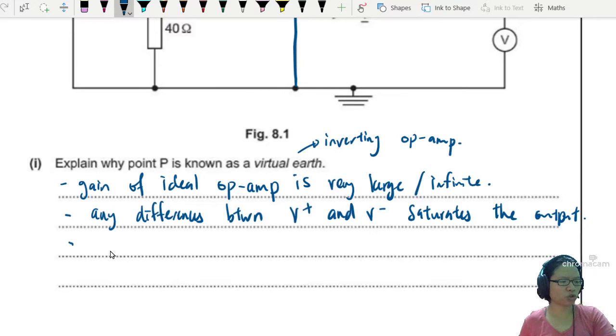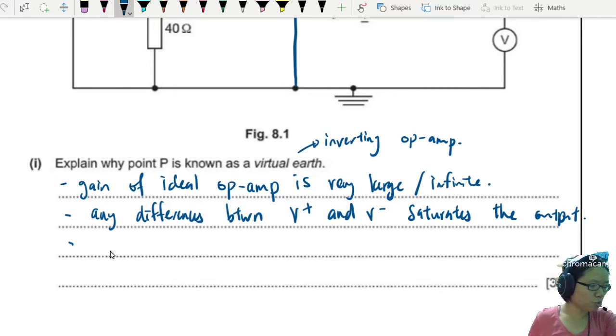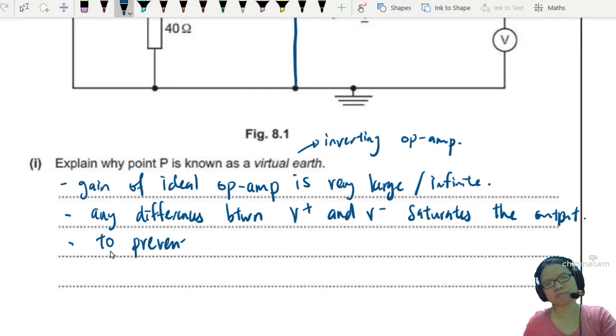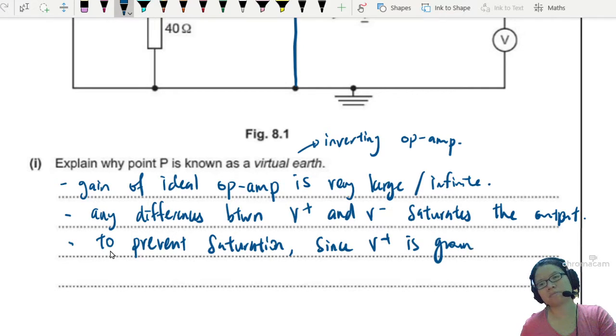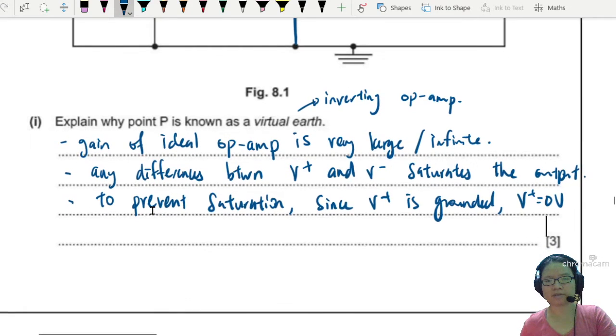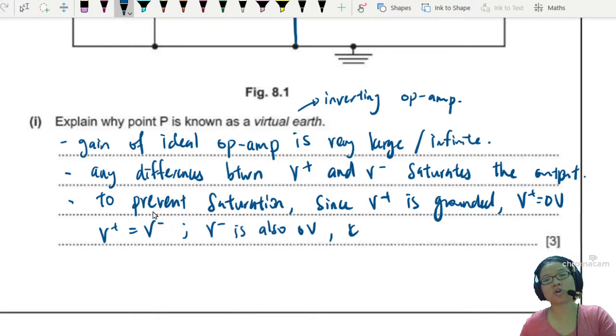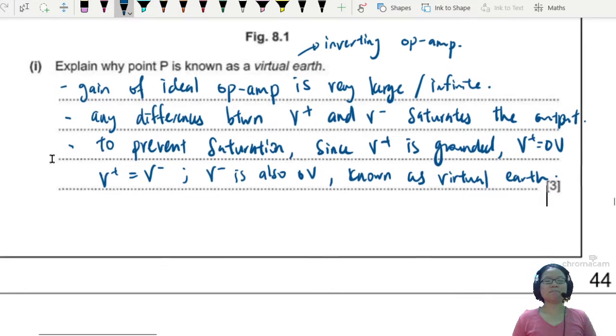And we don't want saturation. No. Okay. So we prefer that. So to prevent saturation, and furthermore, since V plus is grounded, so V plus is 0 volt. Scroll up a bit. V plus is equal to V minus. V minus is also 0 volt, known as virtual earth. Okay, so those are the main ideas.